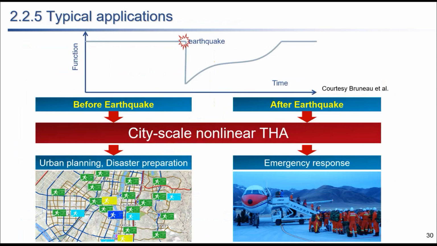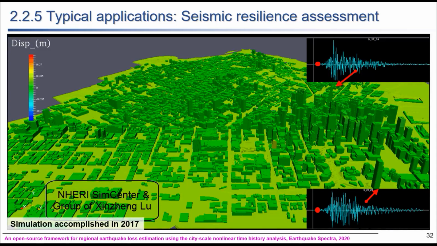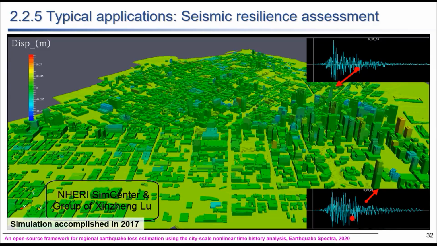And this simulation, we can not only use it for research purposes, but also for real-world applications, not only for pre-earthquake planning and city planning, but also for after-earthquake emergency response. So this is a typical case. We worked together with the Simulation Center in the United States. UC Berkeley connected 1.8 million buildings in the San Francisco Bay Area, and then they simulated the ground motion of a magnitude 7 earthquake across the entire area. So we input the ground motion to each of these 1.8 million buildings. Then we can simulate the shaking of the entire San Francisco Bay Area.